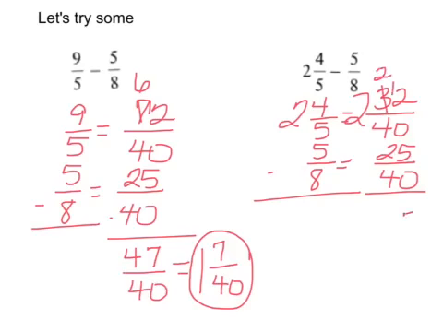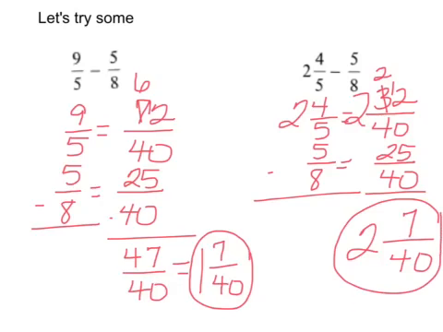12 minus 5 is 7. 2 minus 2 is 0. Keep my common denominator of 40 and subtract our whole numbers, which 2 minus 0 is still 2. I can't simplify any further, so that's our final answer, 2 7/40.